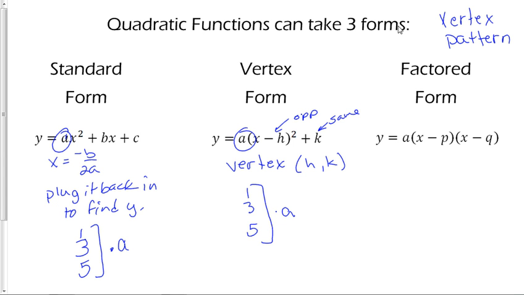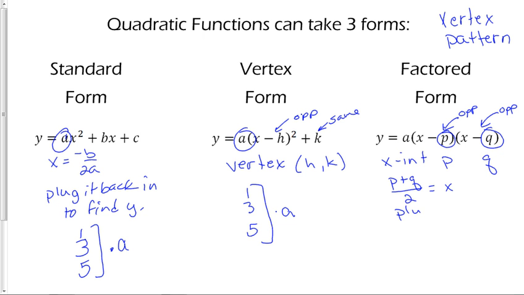And in factored form, we're going to find the x-intercepts. One x-intercept, we'll label it as p, is right there. And we'll label the other one as q, which is right there. And remember, those are both opposites of what you see in the parentheses, in the bundles. Now we take p and q and we average them. That finds the axis of symmetry. So it's p plus q divided by 2, which is also your x-coordinate. And then we plug it back in to find y.